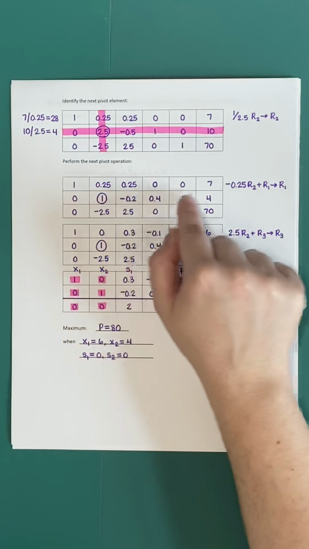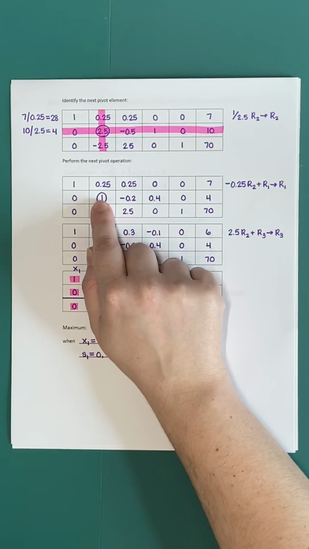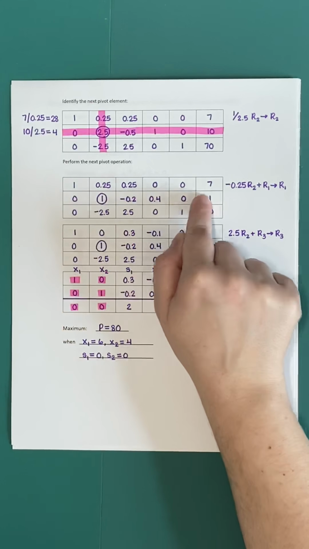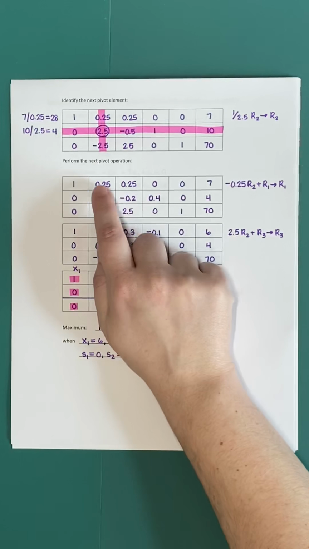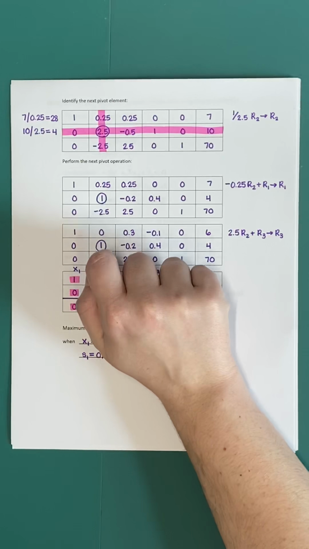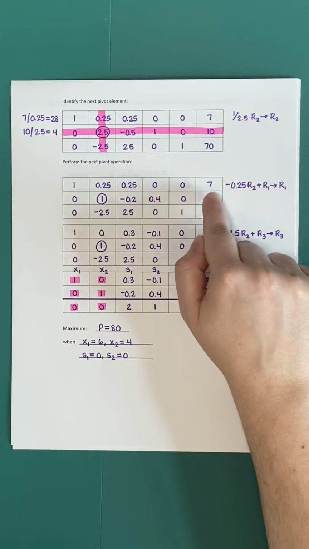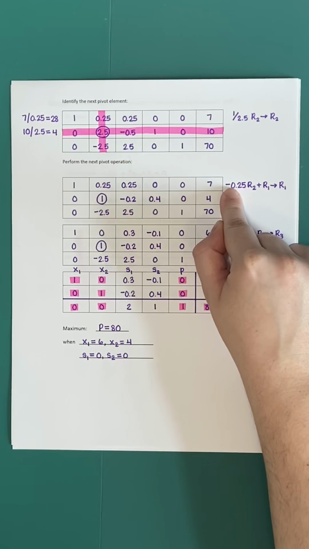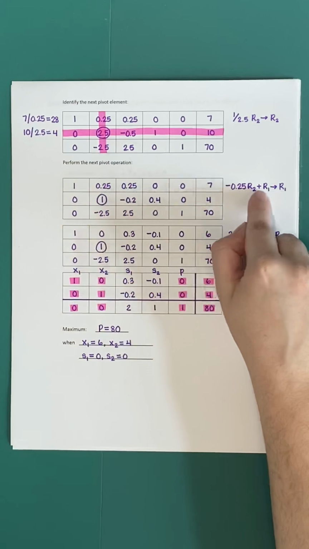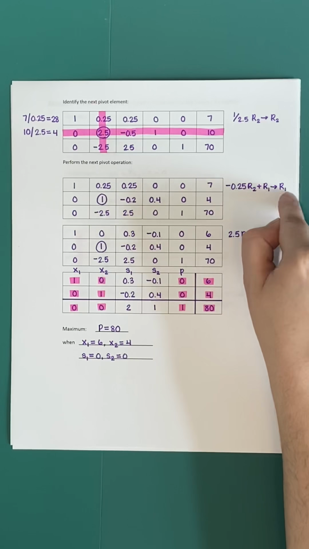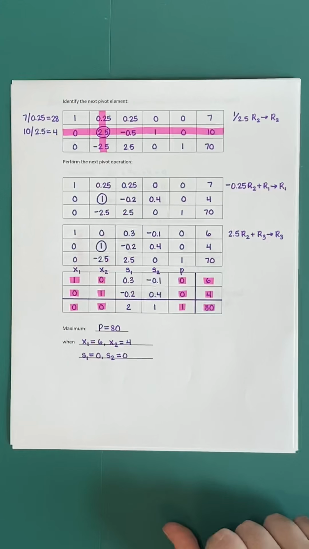So I'm going to use the row with my pivot element. I'm going to take a multiple of that row. I'm going to multiply that row by negative 0.25, the number I need to clear that particular element and make it a 0. So every element in this row is going to be multiplied by negative 0.25, and then I'm going to add the result to what's in row 1. And I'm going to replace row 1 with that result based on what I wanted to clear.